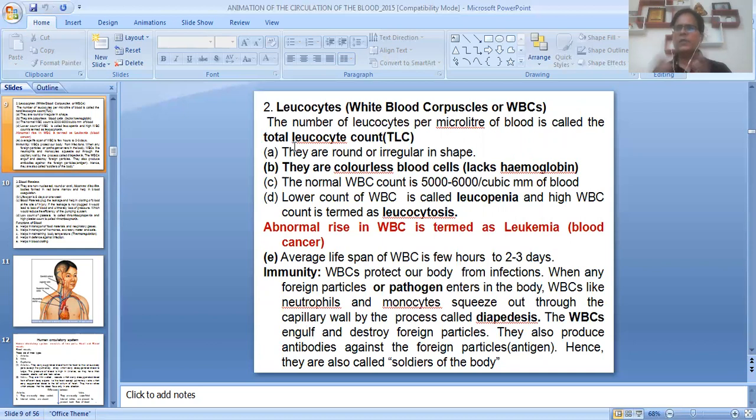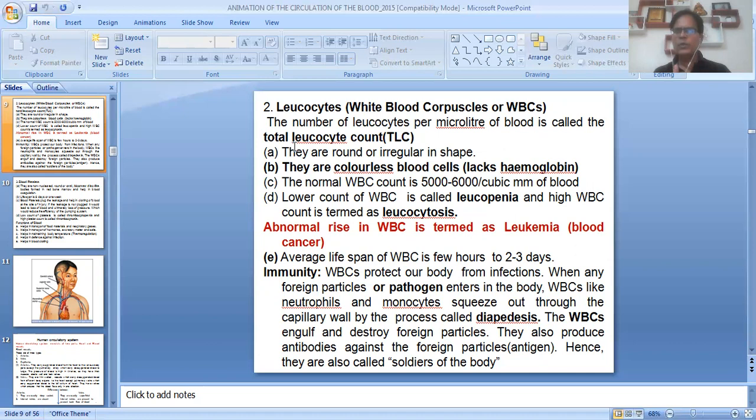They are colorless blood cells and lack hemoglobin. Actually, here we don't have hemoglobin, because where hemoglobin is present, the blood color is red. So in WBC, hemoglobin is not present. The normal WBC count is 5,000 to 6,000 per cubic millimeter of blood.